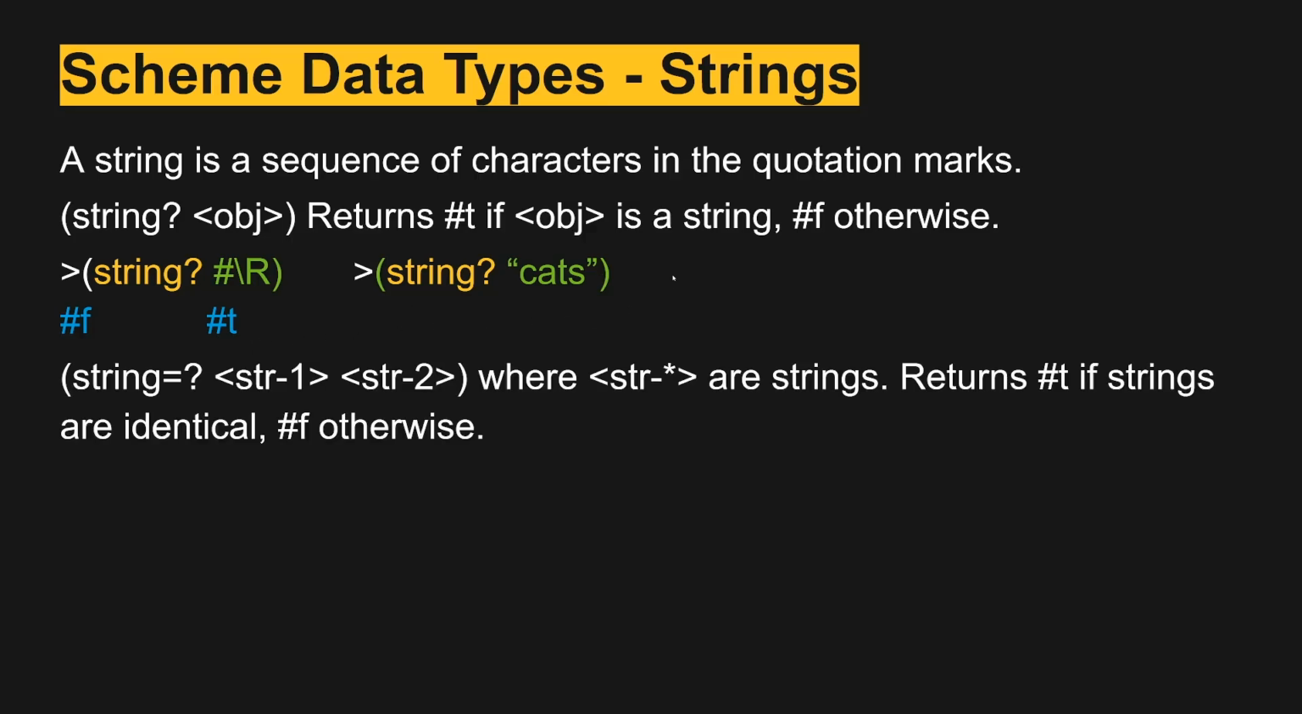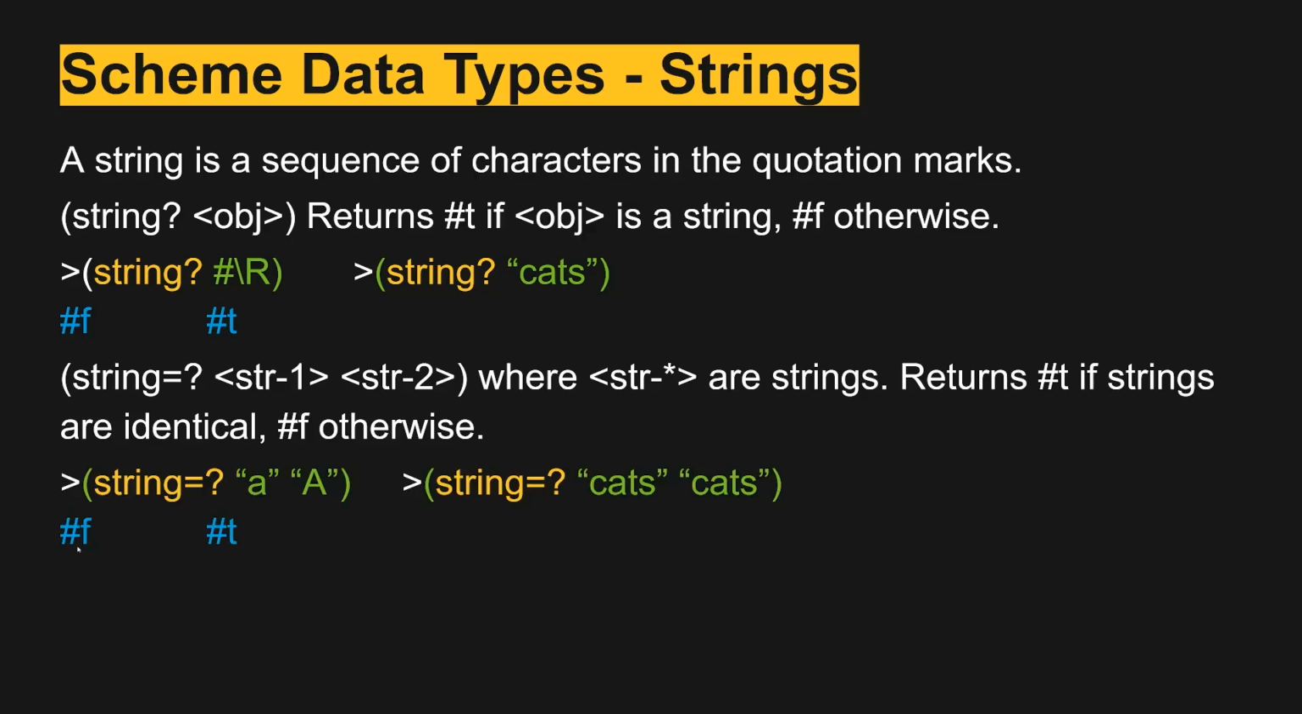We can also do a simple string equals. They're both going to be strings. If they equal one another, the question mark says it's going to return true or false. It will check if they're identical. If not, it will return false. So we have string a is false, whereas cats is true.